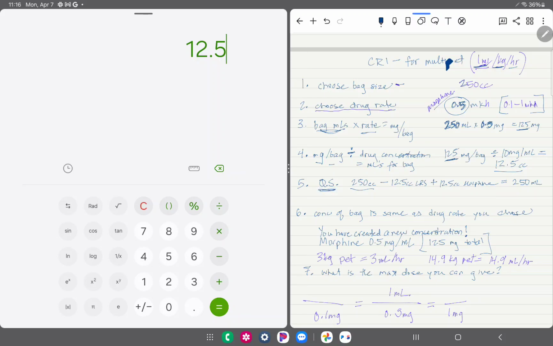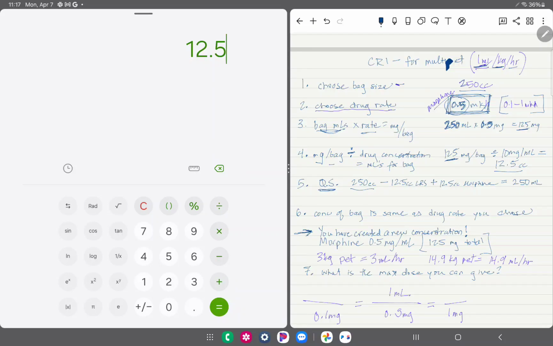So that's what QS is. That's what quantity sufficient is. If I do the math with 250 cc's, then I need to make sure my math ends with 250 cc's, or I will not get this concentration. Now, the concentration in here is going to be the same as what we started with, right? Because each mL has that 0.5 mg in it. So you can kind of think of this as you've created a new concentration of a drug.